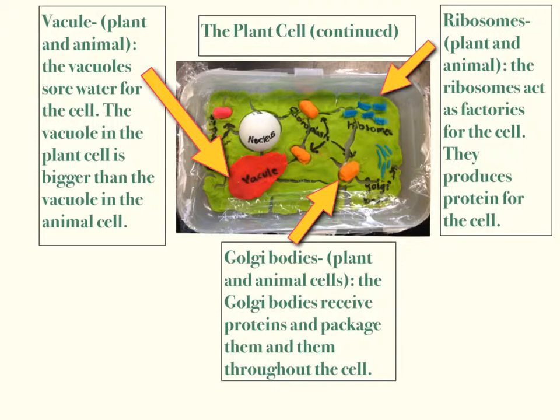The vacuole. The function of a vacuole is to store water for the cell. The vacuole in the plant cell is bigger than the vacuole in the animal cell. The Golgi bodies. The Golgi bodies receive proteins and package them throughout the cell. The ribosomes. The ribosomes act as factories for the cell. They produce protein for the cell.